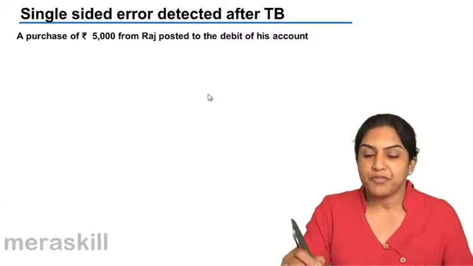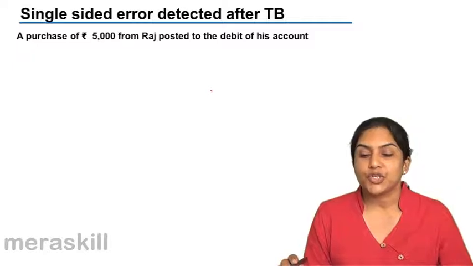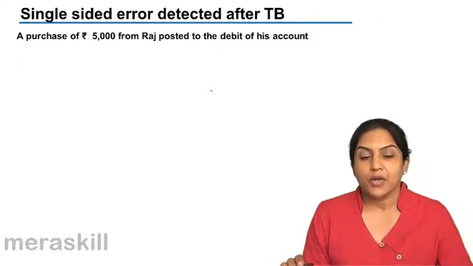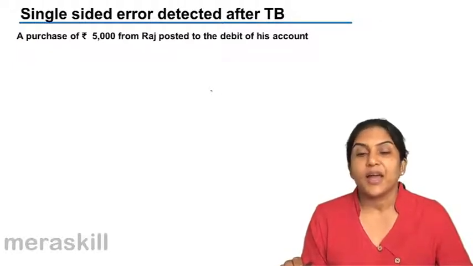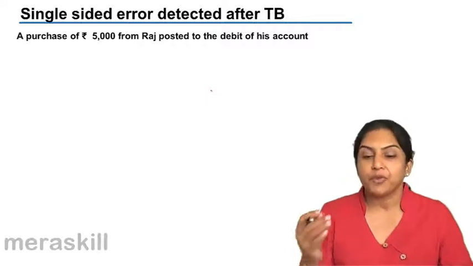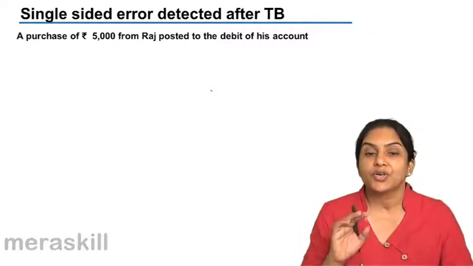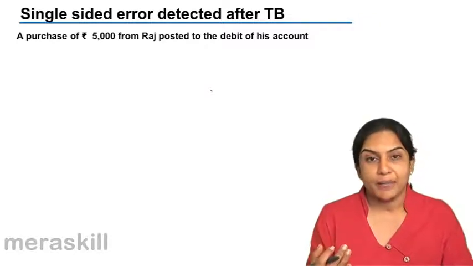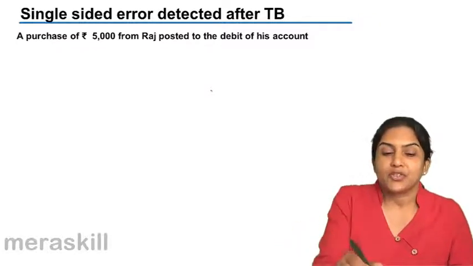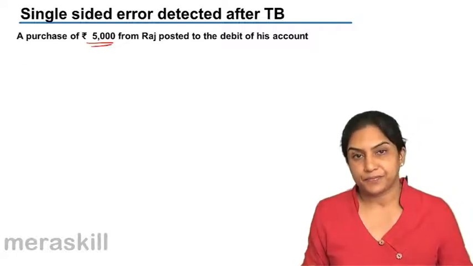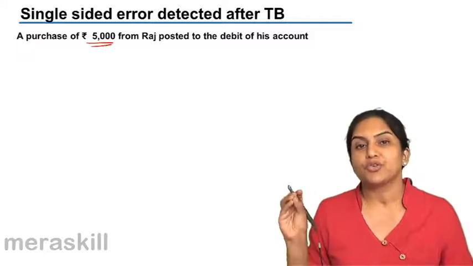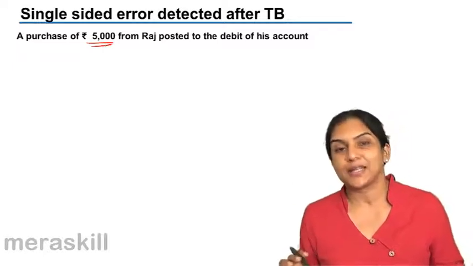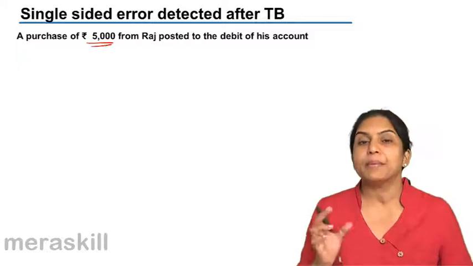A purchase of 5000 from Raj was posted to the debit of his account. When it's a purchase, account debit to Raj, we should have credited his account. Instead, we have debited his account. Therefore, we need to credit Raj's account to cancel the wrong debit and again credit it because it is a purchase. So, whenever an amount is posted to the wrong side, the effect in the trial balance would be double the amount.